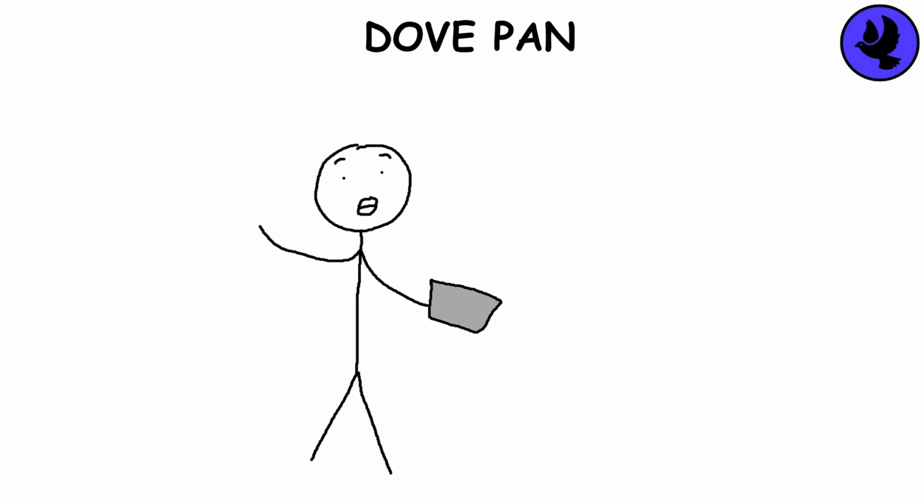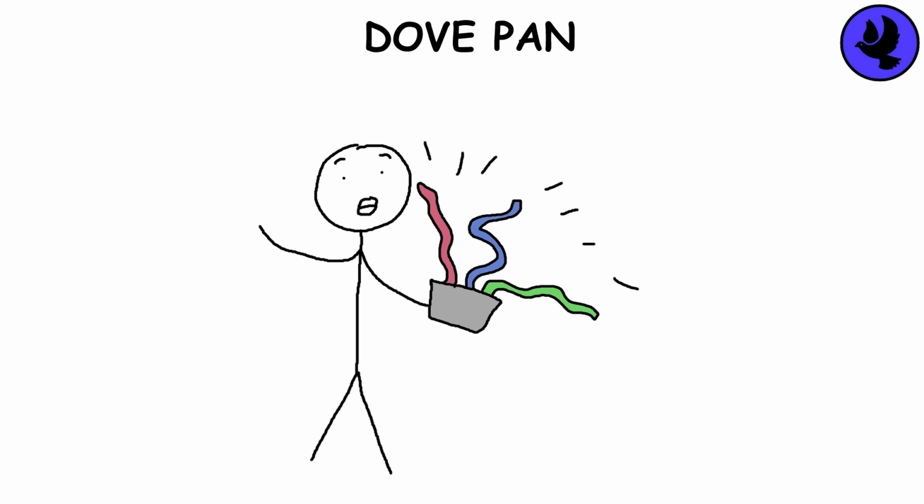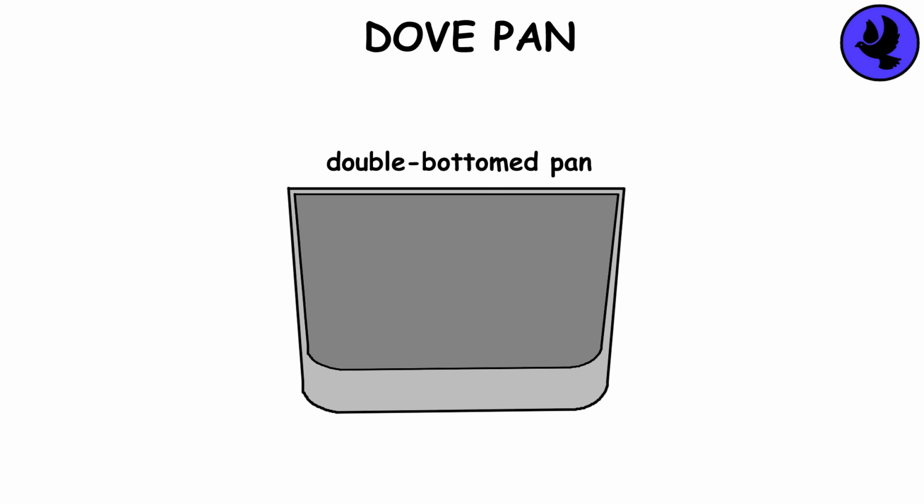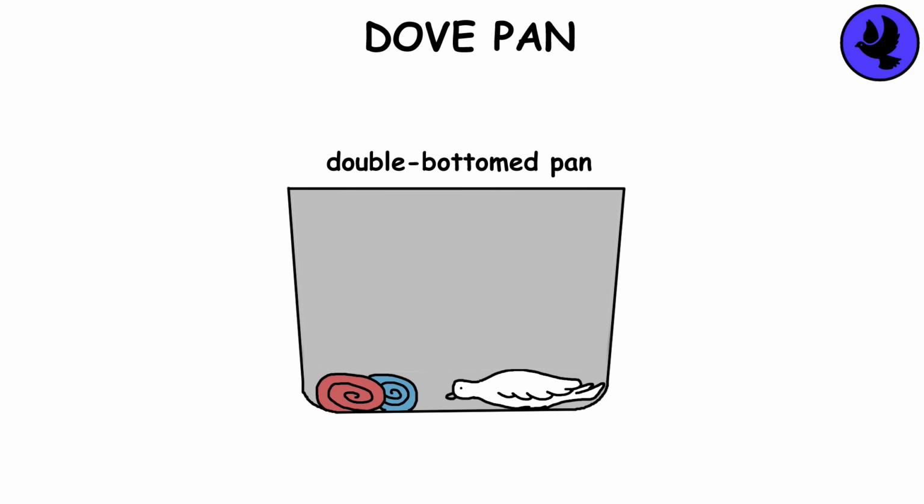Dove pan. A magician reveals live birds or other objects from an empty pan. This is achieved by using a double-bottomed pan, allowing the magician to secretly load objects into the hidden compartment before revealing them during the performance.